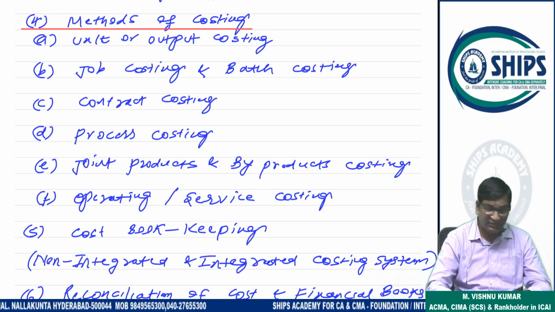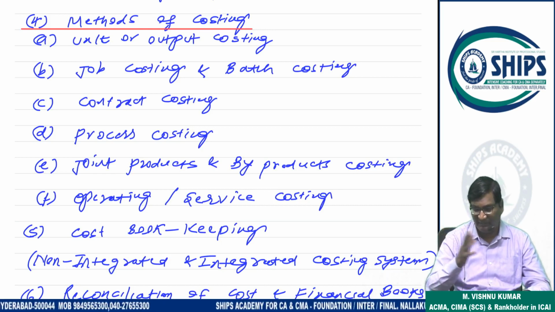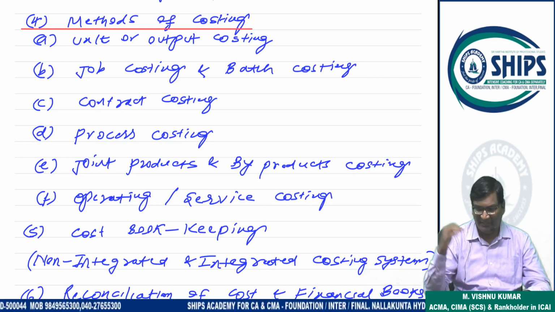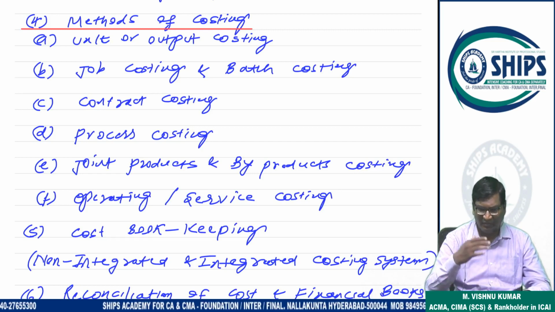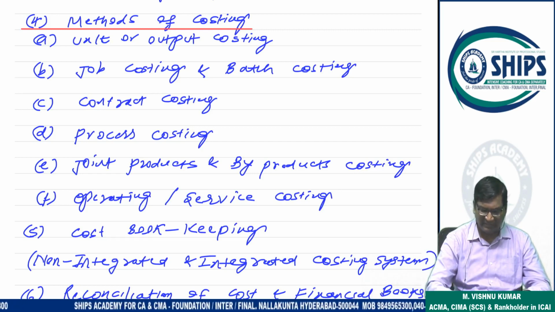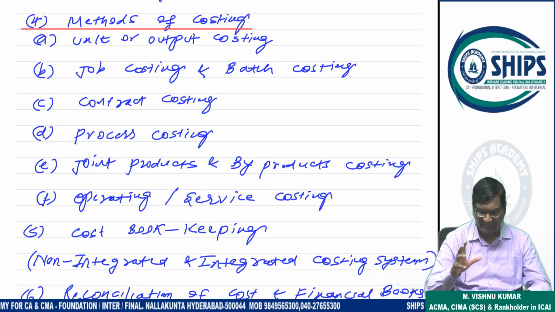Reconciliation of cost and financial books is not a separate topic as per your syllabus. It is part of your cost bookkeeping, but here we are writing it separately. A reconciliation is required only when the organization is maintaining separate books of accounts for costing and financial. If they are following an integrated system, reconciliation is not required. I'll explain in detail, don't worry.